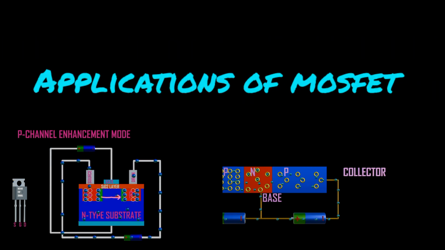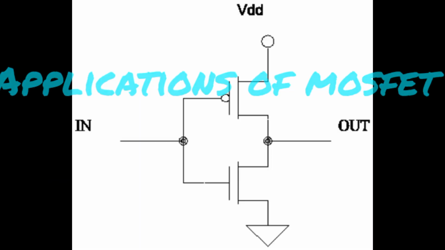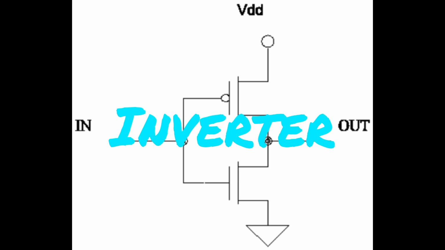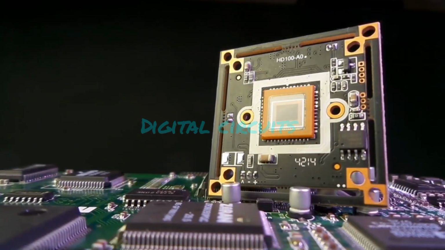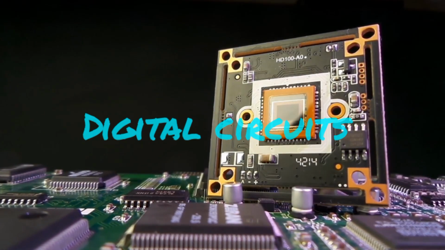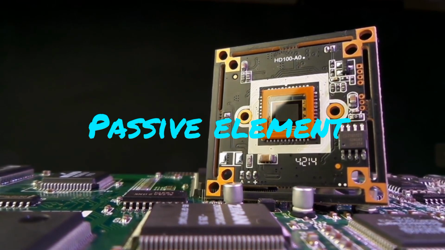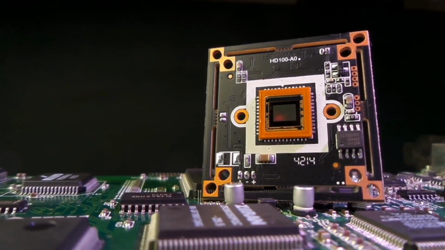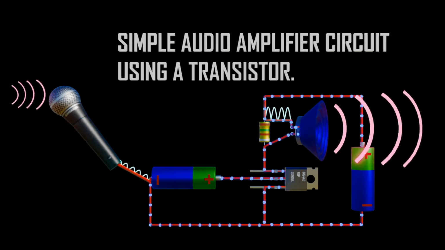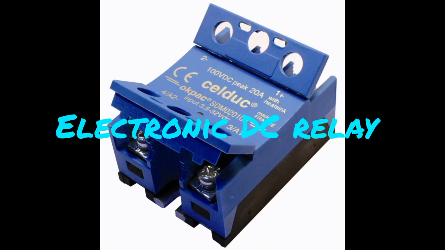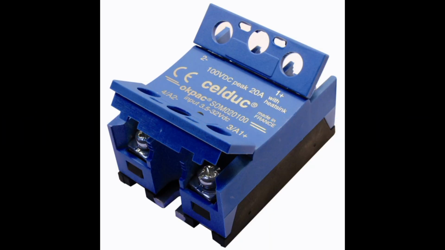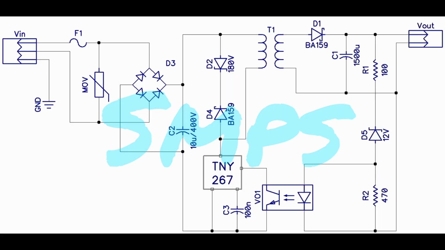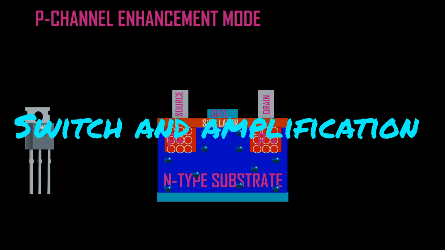Applications of MOSFET. 1. Used as an inverter. 2. Used in digital circuits. 3. Used as a passive element, like an inductor, resistor, and capacitor. 4. Used as a high-frequency amplifier. 5. It is used in electronic DC relays. 6. It is used in SMPS. 7. It is used as a switch and in amplifying electronic signals in an electronic device.